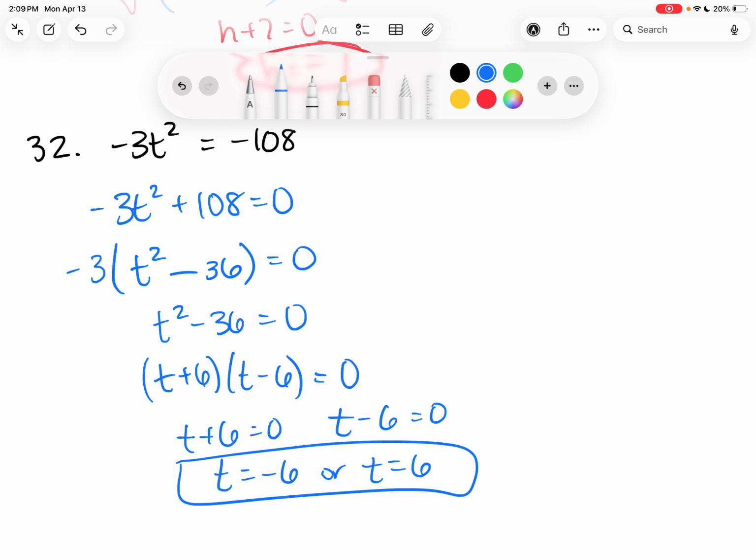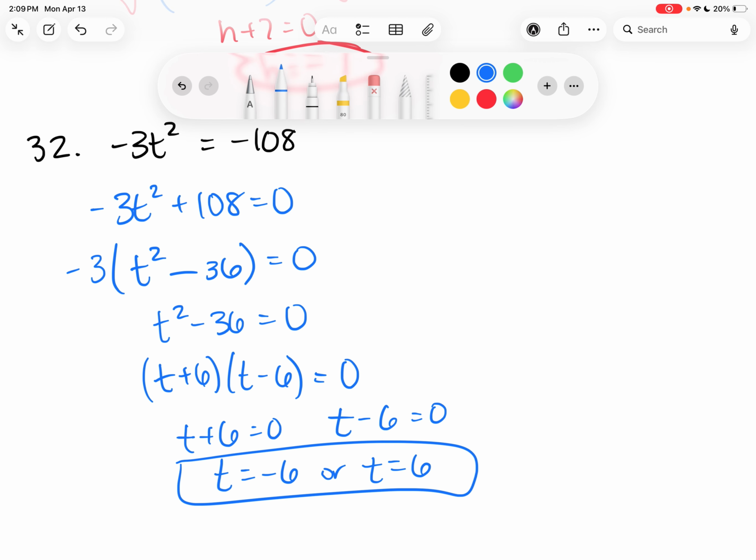I looked at the problem and thought, I moved the -108 to the left. Where did you get 36? I did math wrong, that's why I put 26. 0 divided by -3 is just 0. So t squared minus 36 equals 0. That's a difference of squares. T plus 6, t minus 6. Set it equal to 0. So we get t is -6 or t is equal to 6.